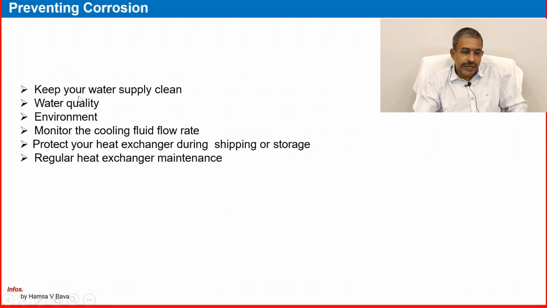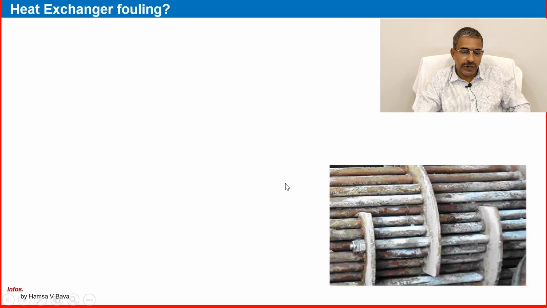To prevent corrosion, keep your water supply clean, or do water treatment. Water quality you can maintain, and you can always conduct lab analysis or chemical water quality analysis. The environment should be improved: a dusty, windy or dirty environment you can make clean. Monitor the cooling fluid flow rate. Protect your heat exchanger during shipping or storage. Regular heat exchanger monitoring and maintenance is very, very important.